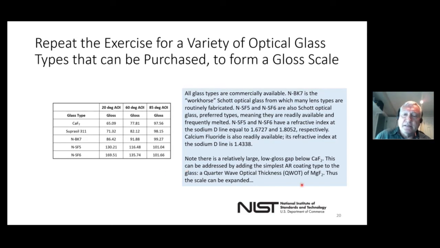Zemax and the methods that I talk about here calculate the value of glosses shown here in the table for each of the three standard geometries. And note that they span values below and above 100, which is nice. And that's useful for checking linearity. But also note there's a relatively large gap underneath, let's call it under calcium fluoride, the gloss for calcium fluoride.